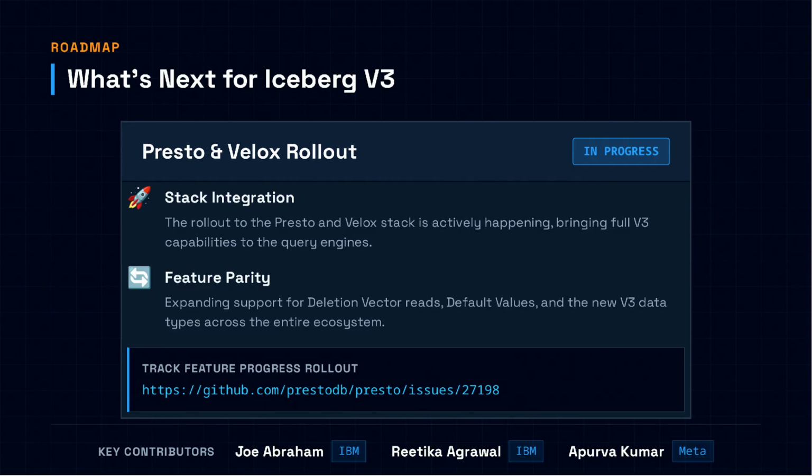So what's next for Iceberg v3? We are actively rolling out as we speak. All these changes are getting pushed, and we are actively writing diffs for this. Hopefully within a month at max, we should have at least full DV support, so that all your DDL, DQL, and DML operations are fully supported. This is the GitHub issue where both IBM and Meta are collaborating, and we can always follow the progress there. And here are some of the key contributors from IBM and Meta.